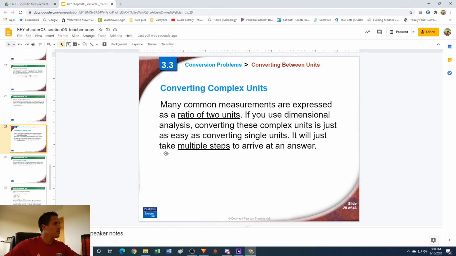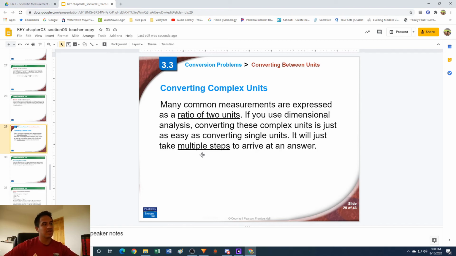So, all right. And then the last part here is converting complex units. A lot of common measurements are expressed as a ratio of two units. One prime example of this is density. Density is a number that is usually going to have two units on it, like grams per milliliter.